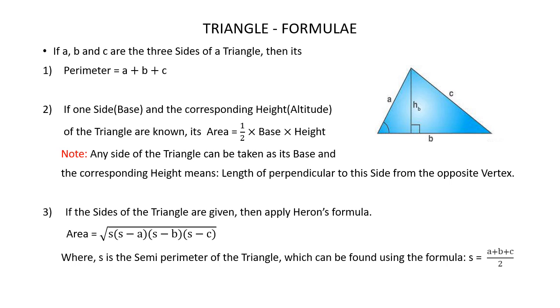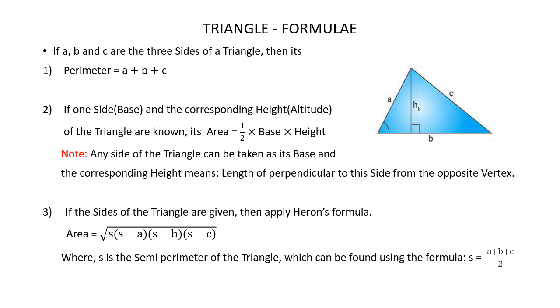Now we know that perimeter of a triangle is A plus B plus C. Semi-perimeter of a triangle is nothing but half the perimeter. So S is equal to A plus B plus C divided by 2. So remember these three formulas perfectly. Perimeter is equal to A plus B plus C.